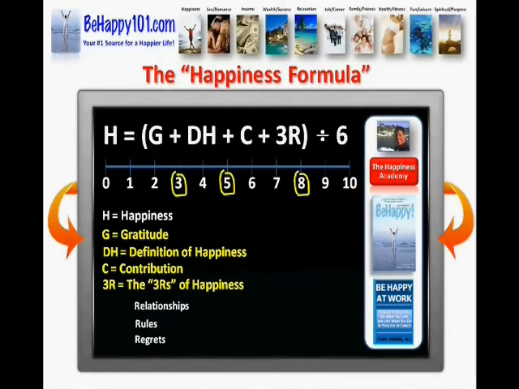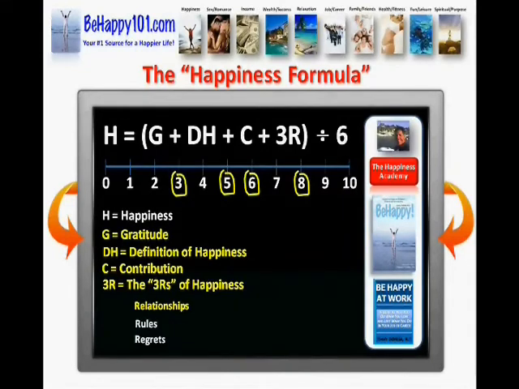Now in the 3 R's, we break that down into first, relationships. Let's say your relationships are okay. They could be a lot better. Maybe you're married, or you're wanting to get married, or whatever, and you give yourself a level 6. You've got some good friends, but you don't see them very often. In any case, you give yourself a level 6.